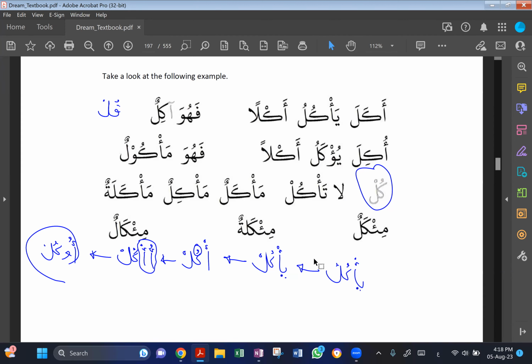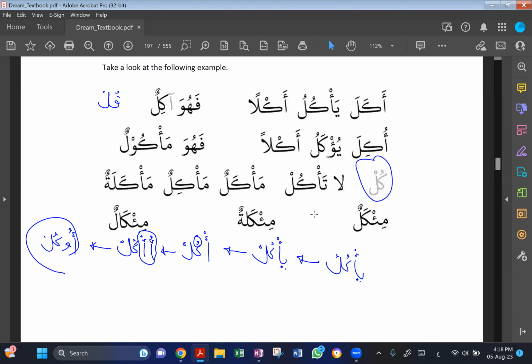It's like akhadha. Is it the same? Yeah, أخذ يأخذ. Yeah, it's the same. خذ. The amr will be خذ. Take.